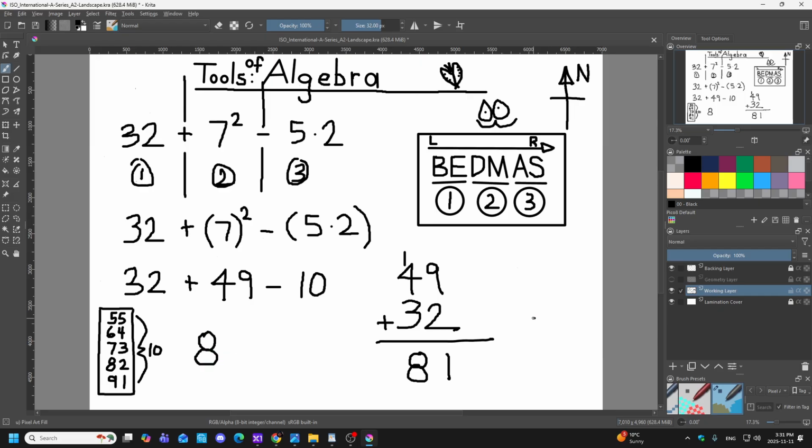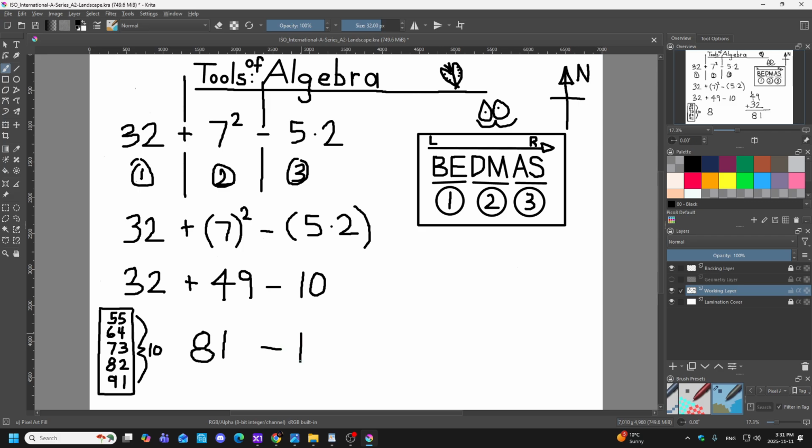Let me just clean this up. 81. So all I've done so far is added the 2 positive values. Okay? And then we still have negative 10. So negative means we're going left.